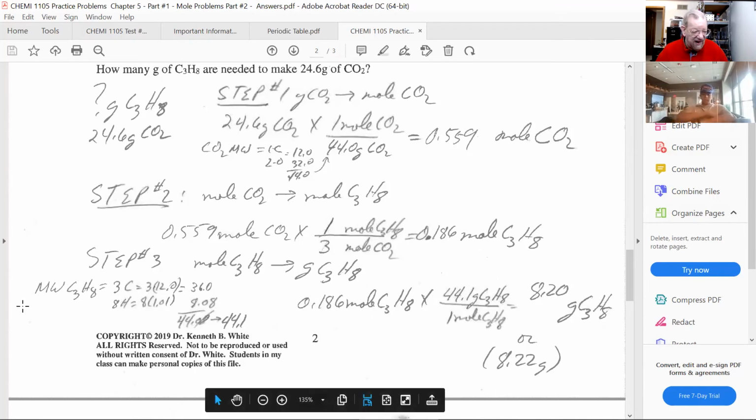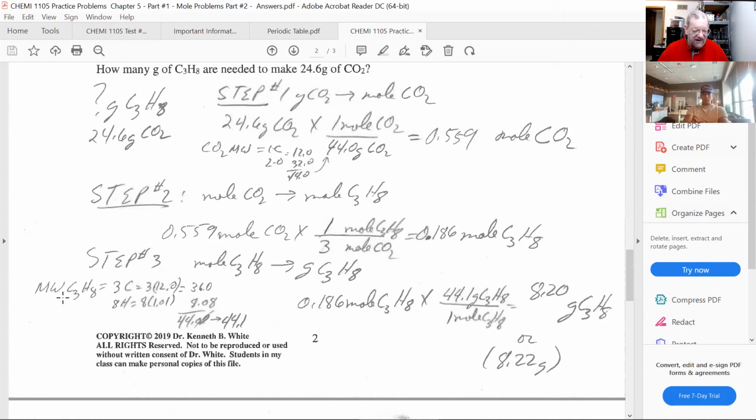Well, you've got to figure that out. Molecular weight is the sum of all atomic weights. Over here, just under step 3, I have the calculation. 3 carbons, 8 hydrogens. Each carbon is 12.0 atomic weight to 3 significant figures. Each hydrogen is 1.01 to 3 significant figures. Do the math, multiply 3 times 12.0 and 8 times 1.01. Here are 2 numbers, add them up.